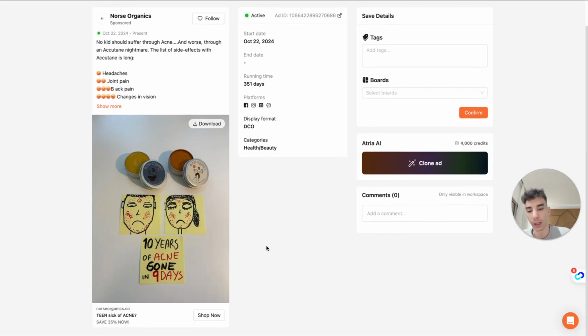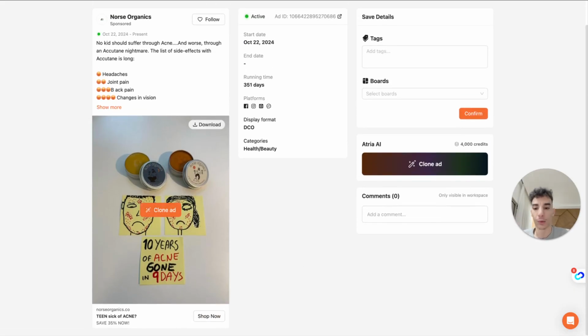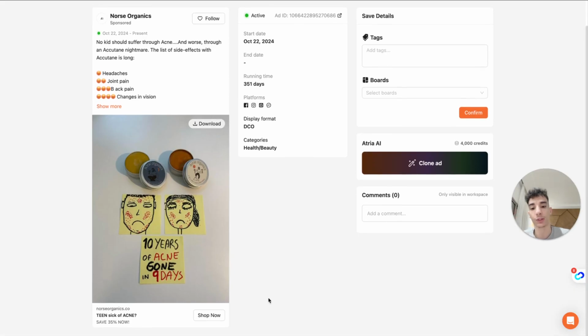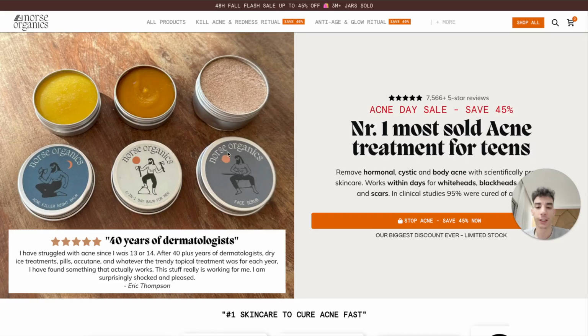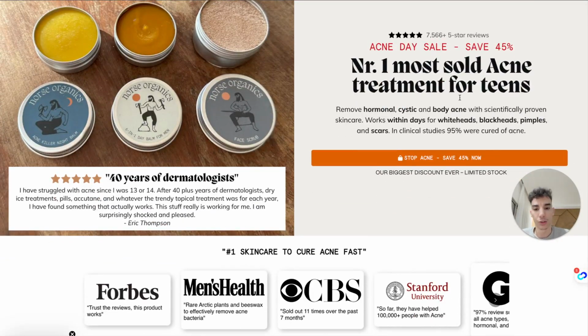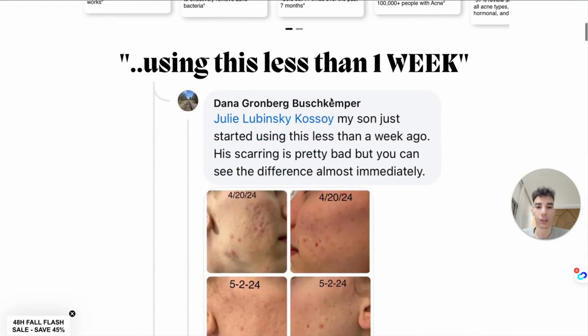That opens a loop. 10 years, a huge amount of time, of acne gone in 90 days, so a huge amount of time and quickly. It's an image that is going to grab your attention, because of the way the image stands out, and it will stop the scrolling. Then the whole sell ends up being the most sold acne treatment for teens.